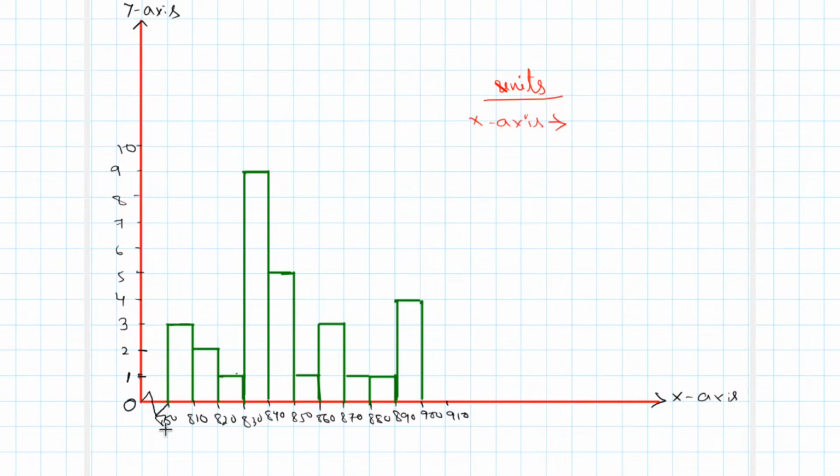What is the unit along the x-axis? 800 and 810. The difference, or the class size, is 10. So what we have taken is one box equals 10 units. And along the y-axis, one box equals 0 and 1. 1 minus 0 is 1 only, so 1 unit. So this is our complete histogram.